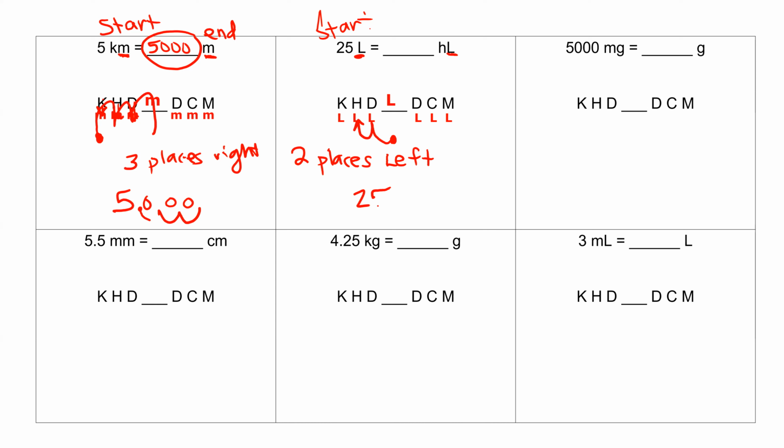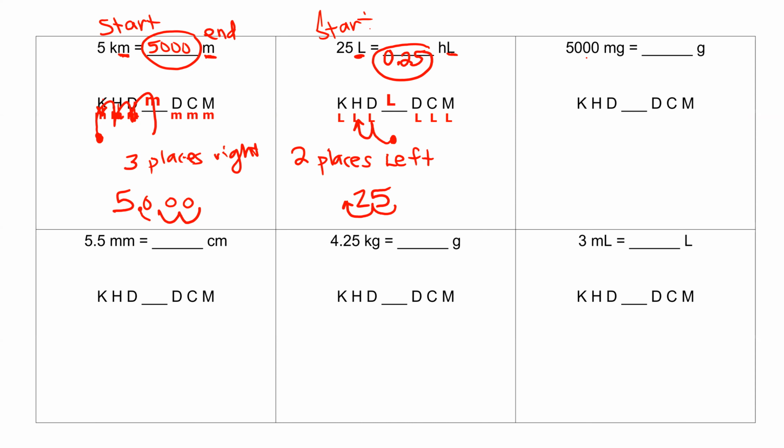So take your number 25. That's what we were given. Figure out where's your decimal point. Well, it's invisible at the end. Now I'm going to move it two places to the left. Once, twice. So this is 0.25, and that's our answer.